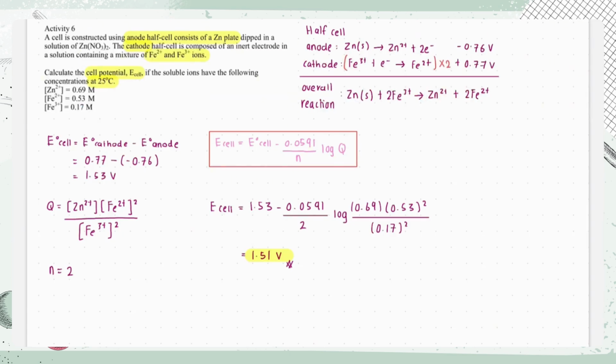And there you have it. By following these steps, we have calculated the cell potential for this electrochemical cell. I hope this explanation made the process clear and easy to understand.